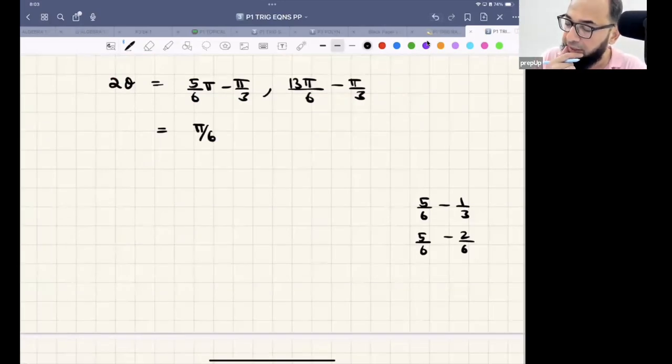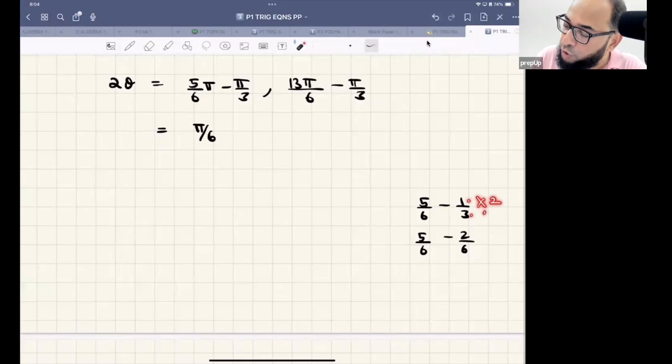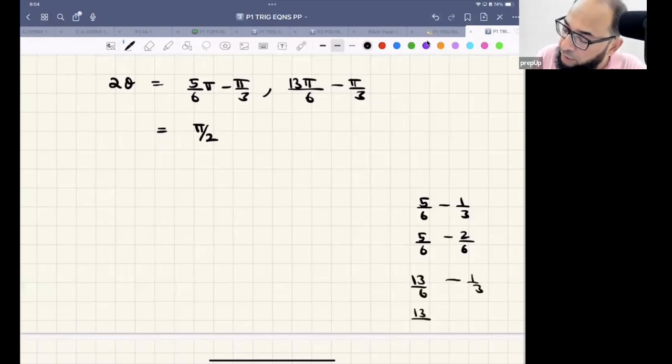So let me just double check. 1 over 3 is multiplied by 2, that's 2 over 6. 5 minus 2 is 3, 3 over 6 is pi by 2. So my bad, let me just correct it. This is pi by 2. And the next one is 13 over 6 minus 1 over 3. That's 13 over 6 minus 2 over 6. 13 minus 2 is 11. That is 11 pi over 6.